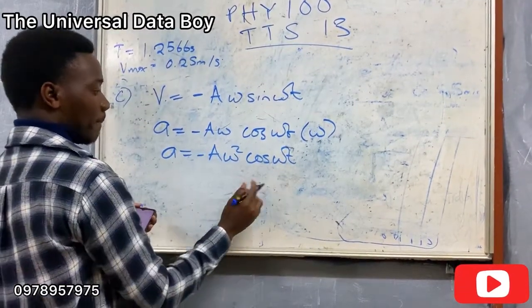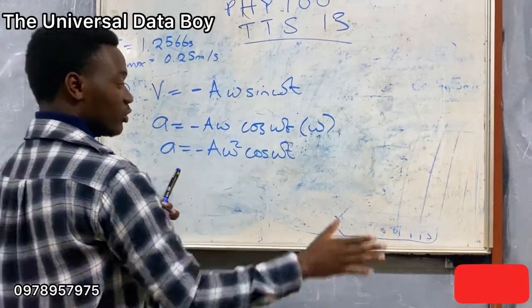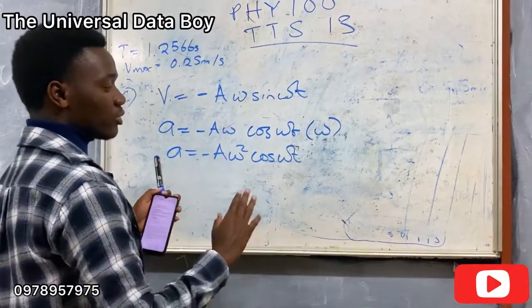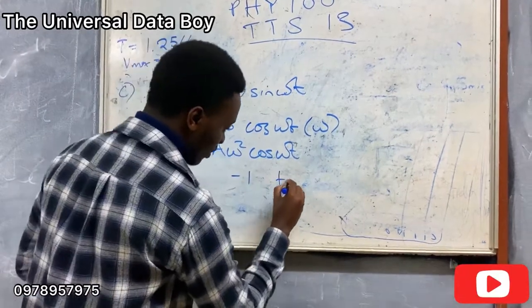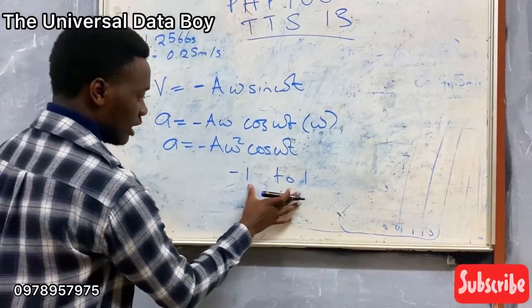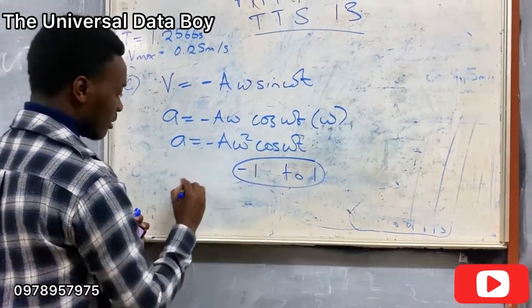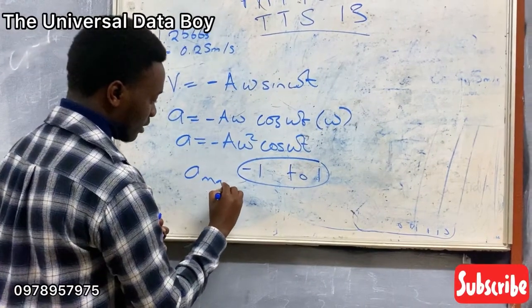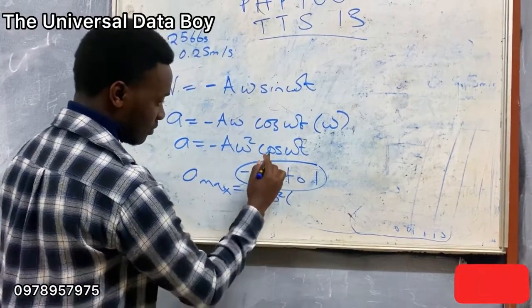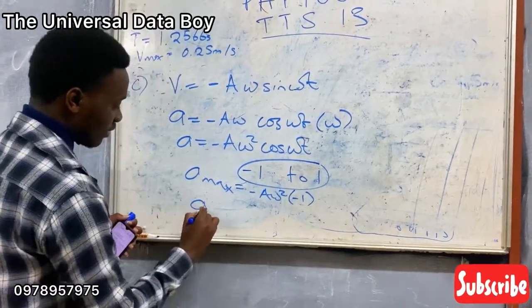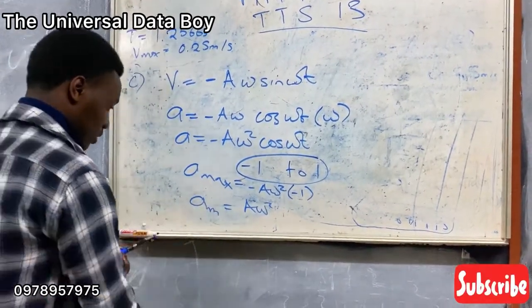Now remember, even if you put cosine 1 billion, even if you put cosine 1 trillion, even if you put cosine 0.001, it will always give you a number that ranges from negative 1 to 1. So these are the largest numbers from this direction and that direction that we can find here. So our maximum acceleration, A max, is going to occur at negative A W squared, when this one is negative 1. So I'm going to have A max being equal to A W squared. That's all.